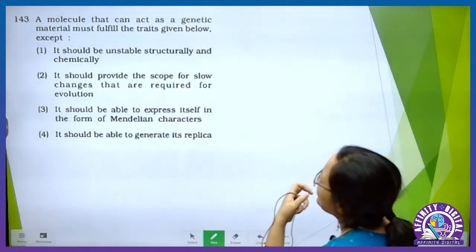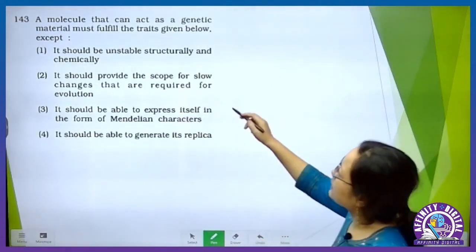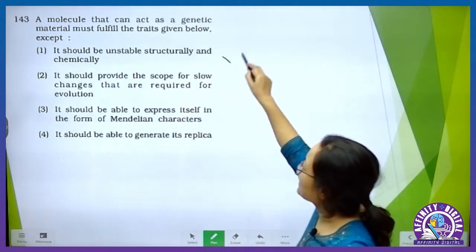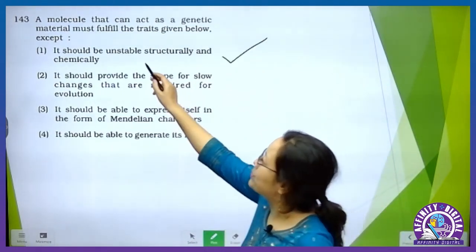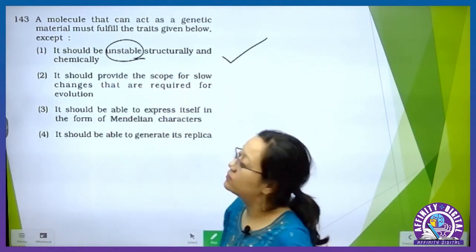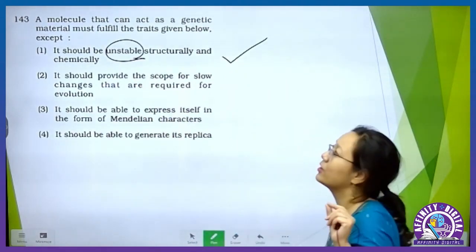A molecule that can act as a genetic material must fulfill the criteria given below, except this. It should be stable. Here it is written unstable. It should be stable. Okay.